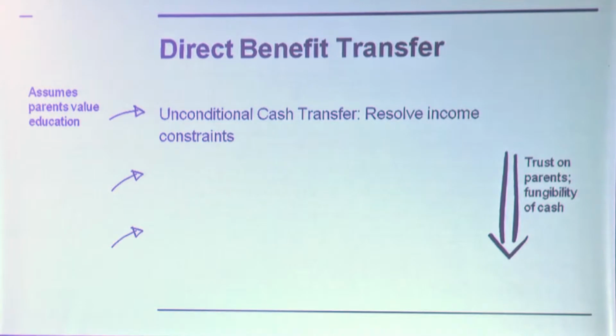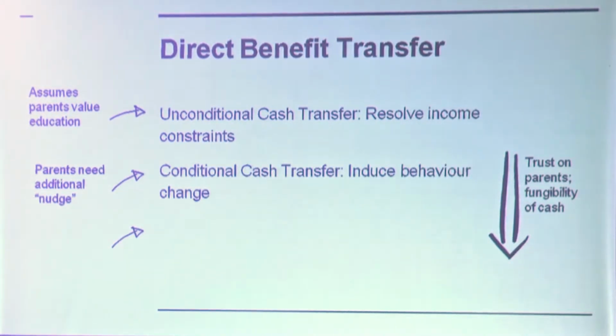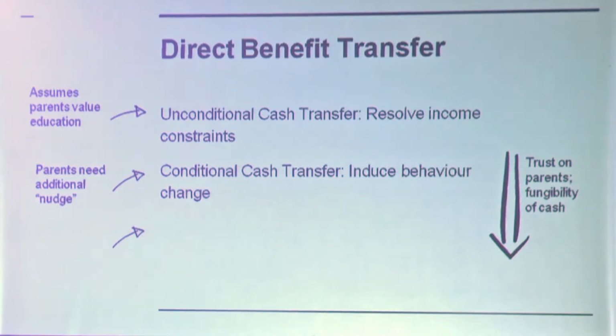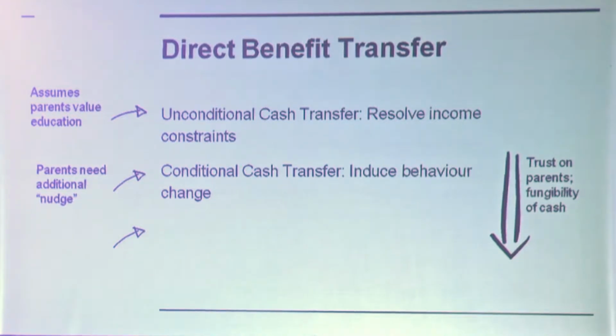The second way to deliver DBT is a conditional cash transfer. Here you're attaching some conditions. In the case of education, usually it's about attendance in school. It could also be about the learning levels that students must attain to remain in the program. So you can attach some condition to the cash transfer and thereby nudge people to do certain things that we think they should be doing.